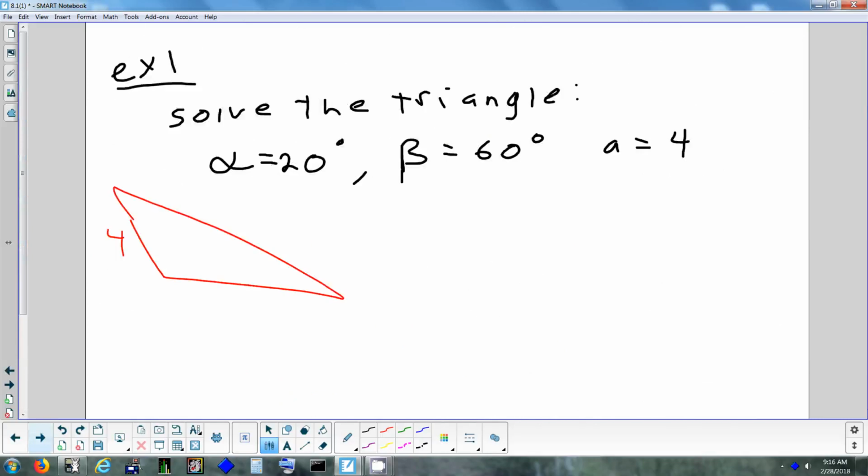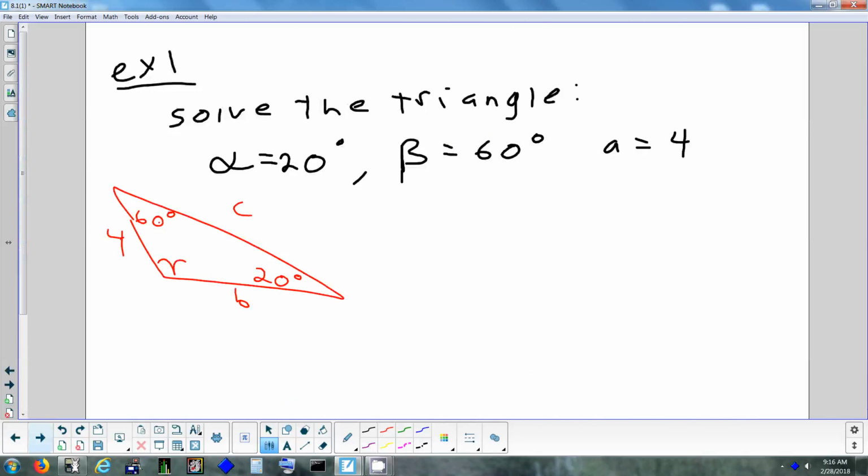So I'm going to put A. Alpha has to go across. I'm going to call this B. Beta has to go across. C, and gamma. So based on that picture, what type of triangle is that using the three letters, the S's and A's?